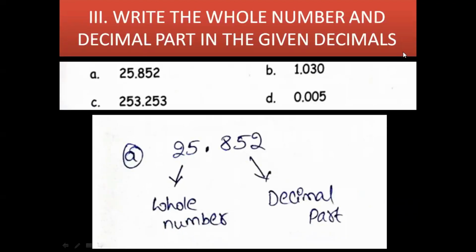Write the whole number and decimal part in the given decimals. For example, 25.852. In this, the whole number is 25. After the decimal point, we call it the decimal part. That is, 852 is called the decimal part.